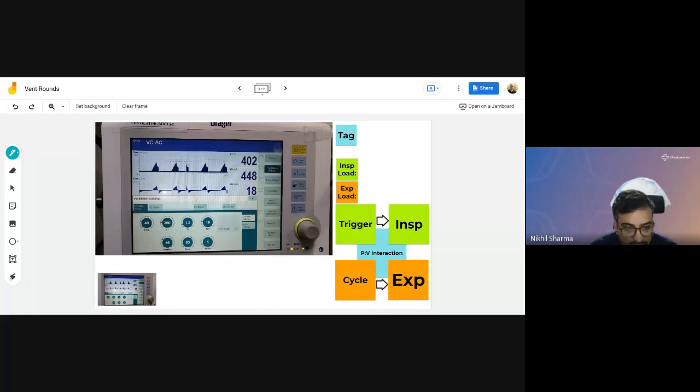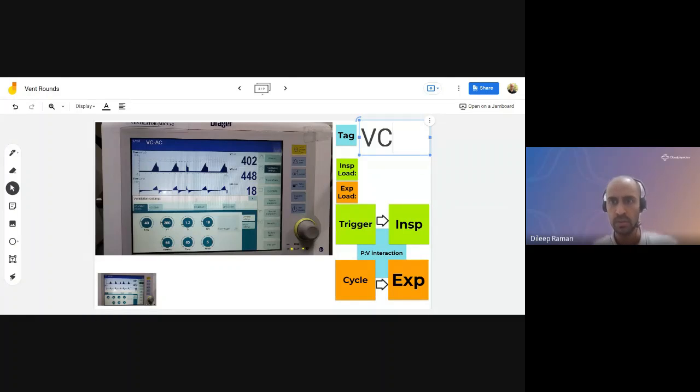So what is the tag here? Do you think this is VC or PC? I would go with VC. So VC is what you're calling it. And why are you calling it VC?